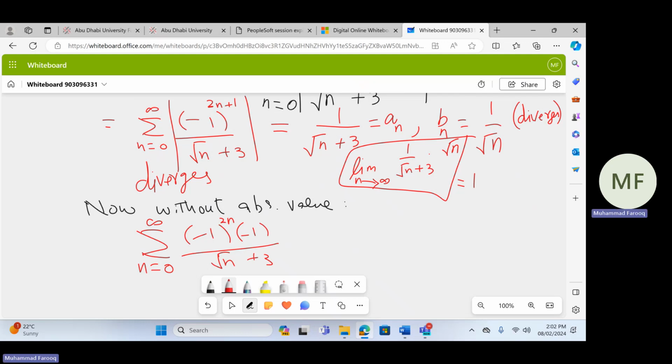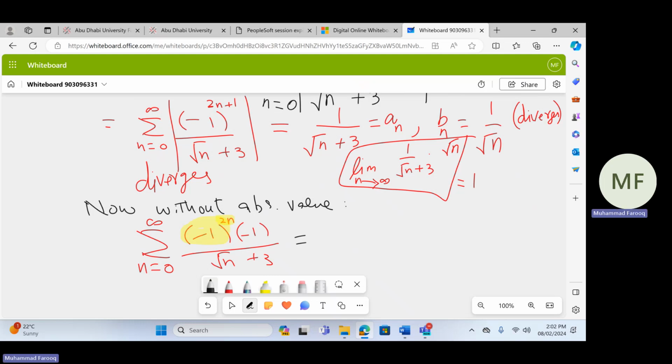Now, without absolute value. Now look at here, please. The answer has power what? 2n. The answer of this part is always positive, without any doubt, because its power is even. Understand? Okay.